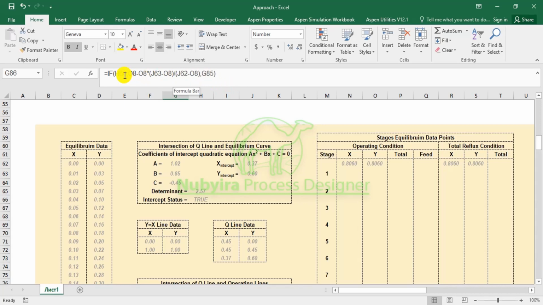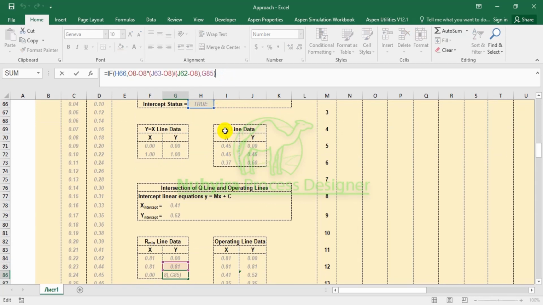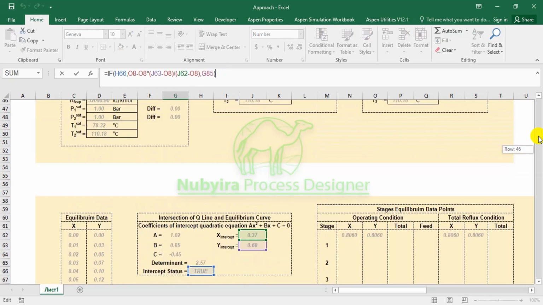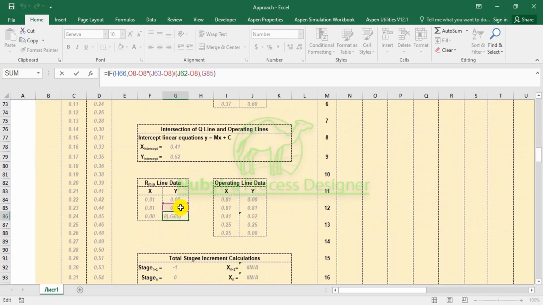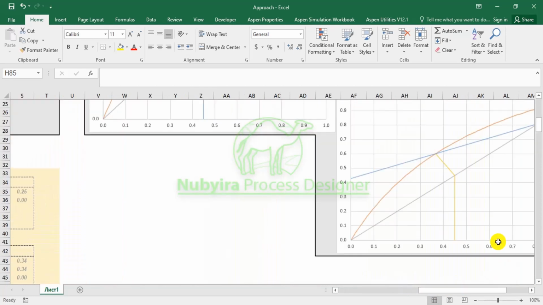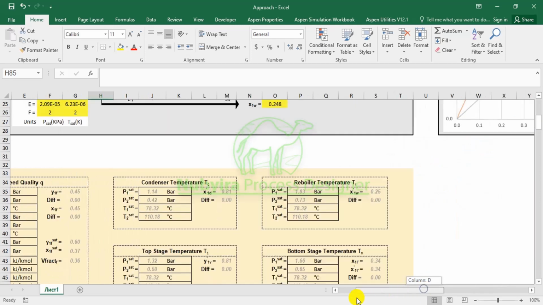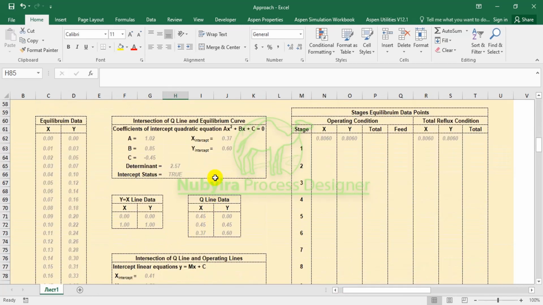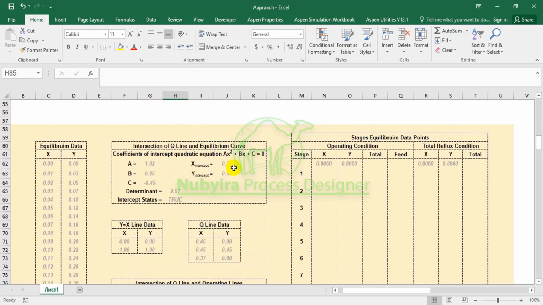If it is not true, you just use the cell reference, which is this value 0.8, that is the xd mole fraction. So that's it. Then it will just plot the calculated value on the graph so that we can see what is going on. So that's it on the calculation of the minimum reflux ratio and the q line intercept, and plotting the values in Microsoft Excel.